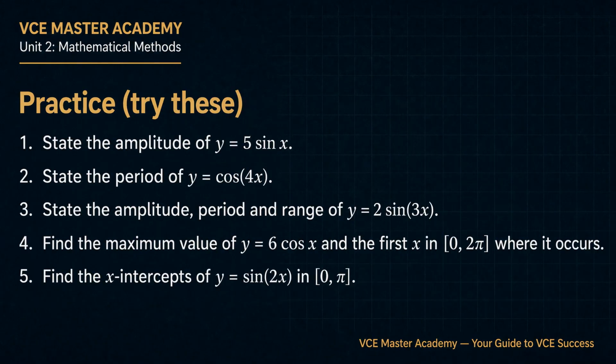Now it is your turn. Pause the video and try these 5. 1. State the amplitude of y equals 5 sine x. 2. State the period of y equals cosine of 4x. 3. State the amplitude, period, and range of y equals 2 sine of 3x. 4. Find the maximum value of y equals 6 cosine x and the first x between 0 and 2 pi where it happens. 5. Find the x-intercepts of y equals sine of 2x between 0 and pi.